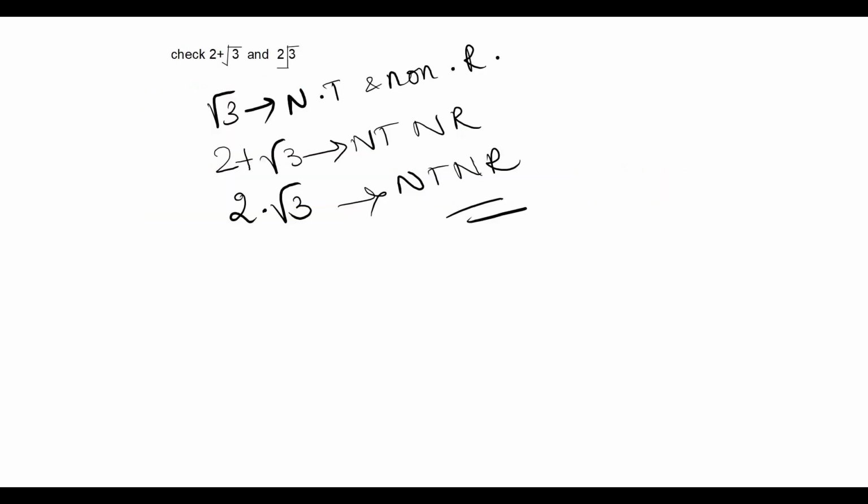Consider another example. Check 2 plus root 3 and 2 root 3 are irrational. Root 3 is a non-terminating and non-recurring number. If this number is added with another integer 2, so 2 plus root 3 is also a non-terminating and non-recurring one. If I multiply that with 2, the result again is a non-terminating and non-recurring one. If I have an irrational number, if I do some operation with any of the whole numbers or integers, then the result is also an irrational number.